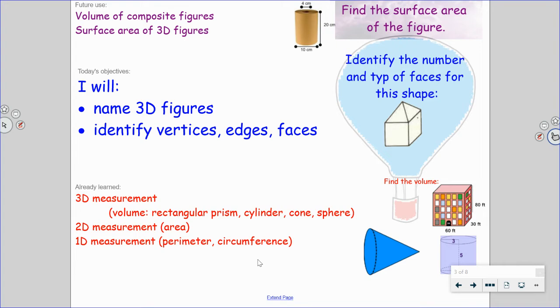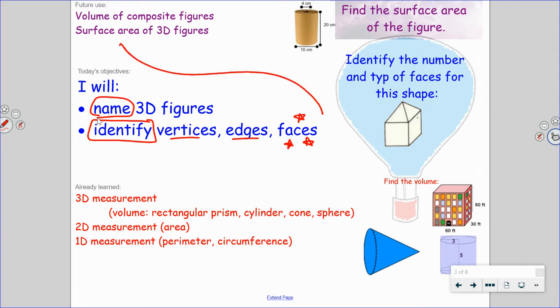And so for today, our objectives are I will name three-dimensional figures. So first we have to classify, we have to name them. But also, we need to identify vertices, edges, with a special focus today on faces. What we're eventually going to be doing is using that to find surface area. In other words, how many squares of wrapping paper would it take to cover that birthday present that you are going to wrap?